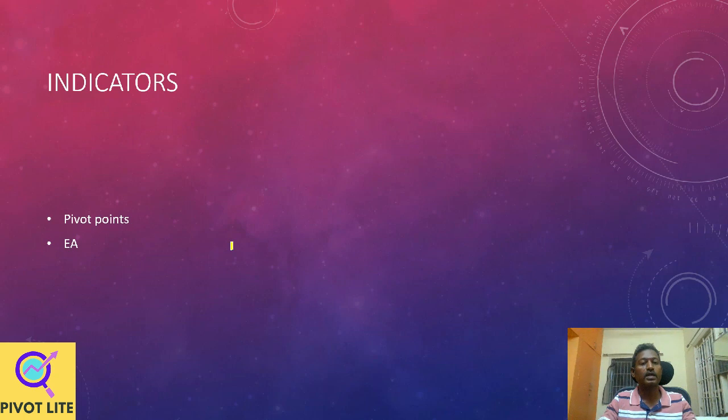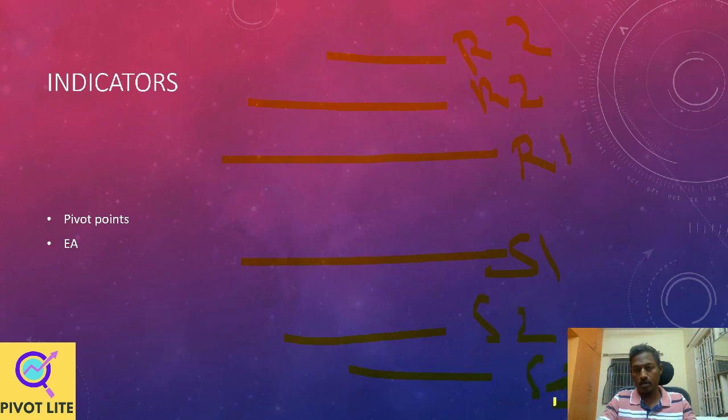The next one is indicators. During my trading I use pivot points and EMA. A pivot point is what I said in the previous slide: S1, S2, R1, R2. This is R1, R2, and this is S1, S2, S3. These are all pivot points.